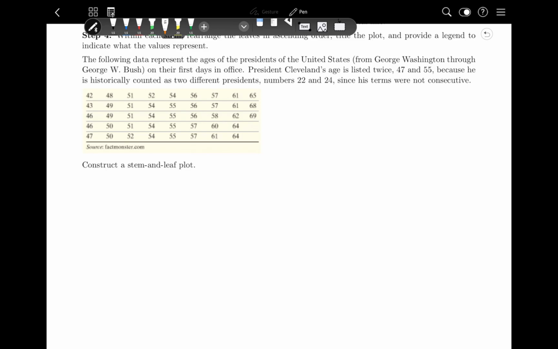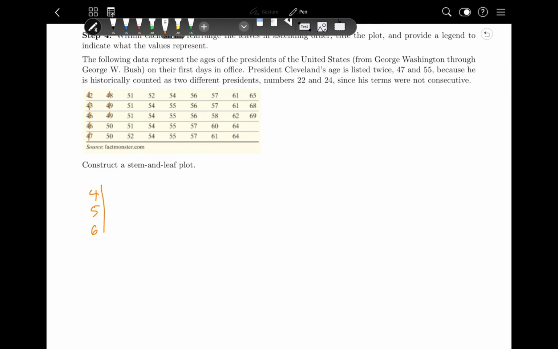Okay, so the first thing here, one of the nice things about this one is our data is already in order, so that's going to make things a little simpler. But basically what we're going to do is divide each of these numbers into two pieces. All of the ones that have a stem of 4, all the ones that are 40s, get listed next to the stem 4. So our stems here would be 4, 5, and 6. Okay, and so then we just list the leaves to the right.